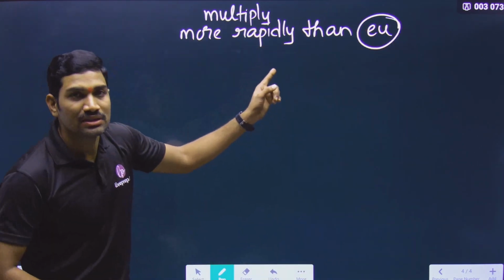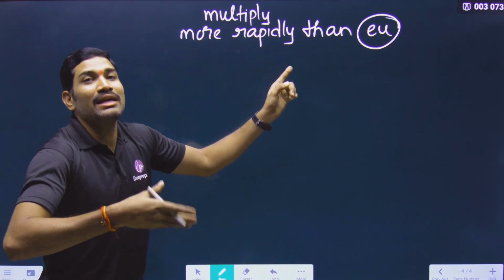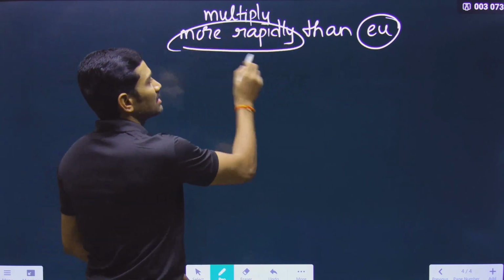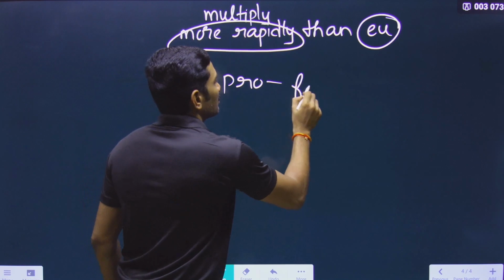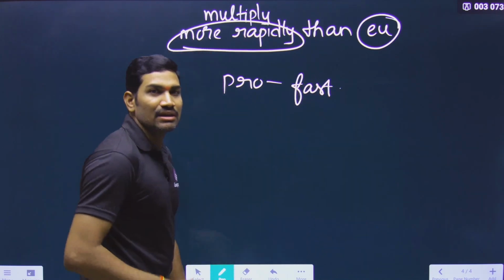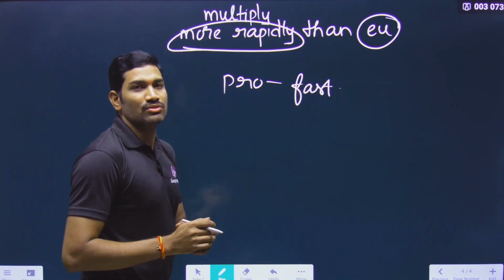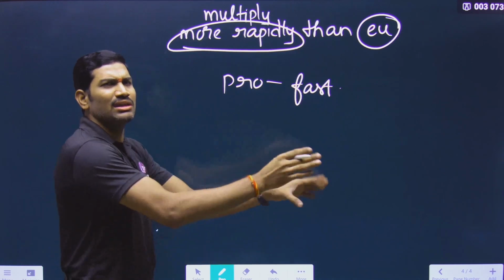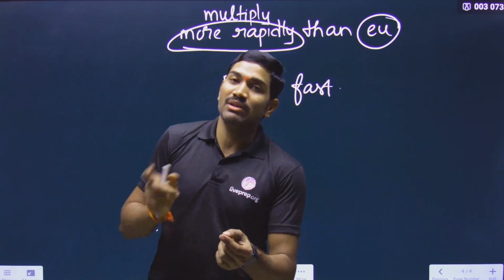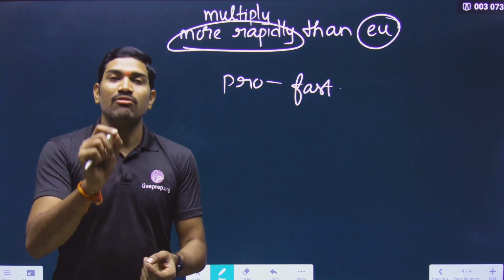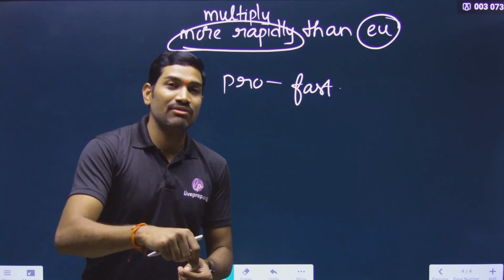What is the meaning of this sentence? Prokaryotes are multiplying more rapidly. More rapidly means fast. So prokaryotes will divide very fast when compared with eukaryotes. This is the sentence, a very simple meaning, you can easily understand this, but we need clarification from the NCERT. Yes or no? And what are the various examples that were given in other chapters?